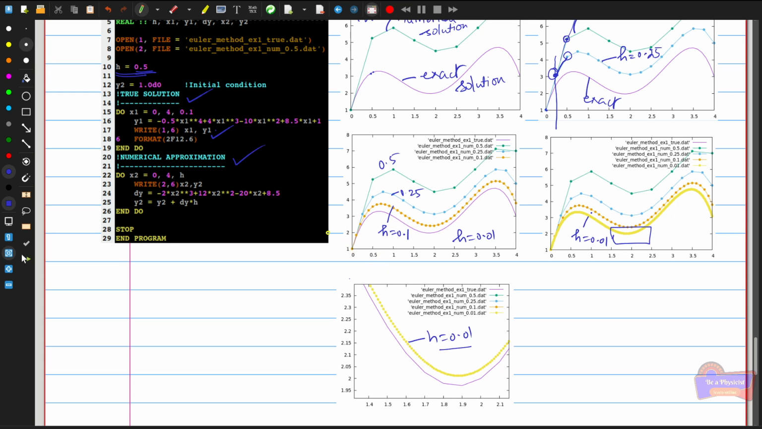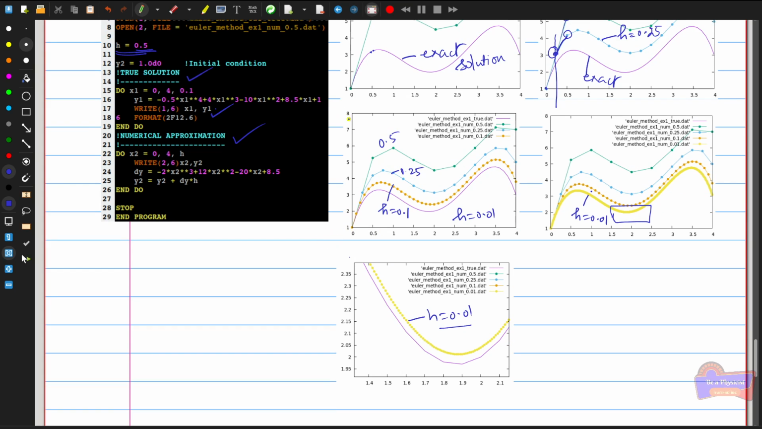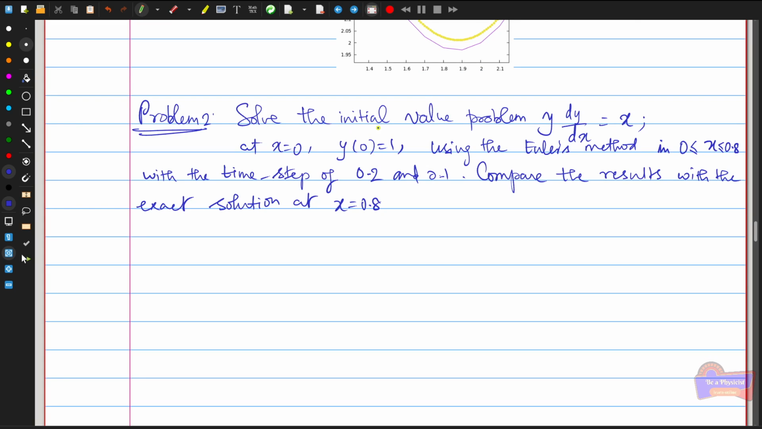Okay, so let us see one more problem. The second problem is that we have to solve the initial value problem y dy by dx is equal to x, where the initial value is given at x equal to 0, so the value of y is equal to 1. You have to use Euler's method to solve this problem in the range of x equal to 0 to 0.8 with time steps of 0.2 and 0.1. So you have to do it for the two different time steps, h is equal to 0.2 and h is equal to 0.1. Then you have to compare the results with the exact solution at x is equal to 0.8.